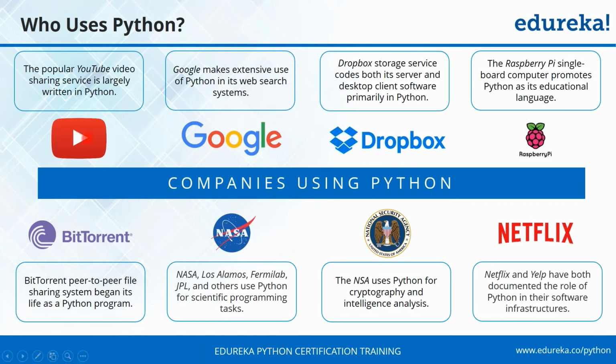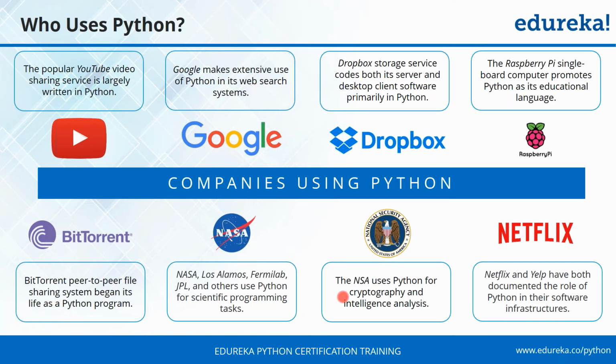So let's look at YouTube. YouTube is one of the most popular video sharing services present today. YouTube is largely written using Python. So there Python is being used as a scripting as well as a programming language. Again, when you look at Google, which is its parent company, it uses Python to improve its web search systems. So Python there helps you to get better search results as such.